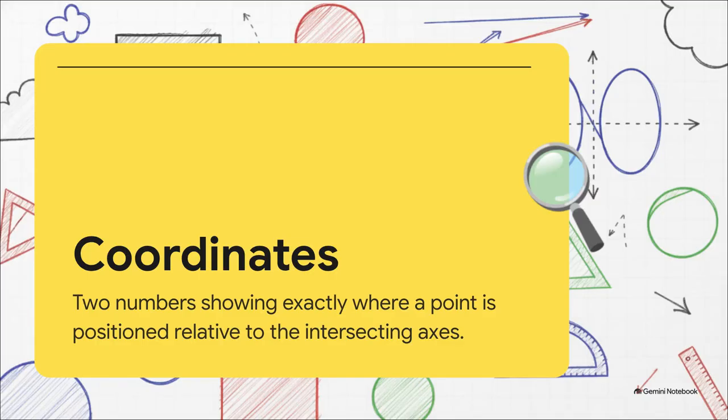The real game changer here is that we can use these 2 coordinate numbers to anchor our abstract 0-dimensional points right onto a concrete grid.